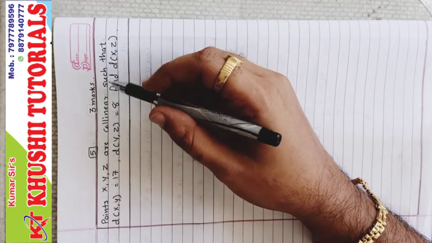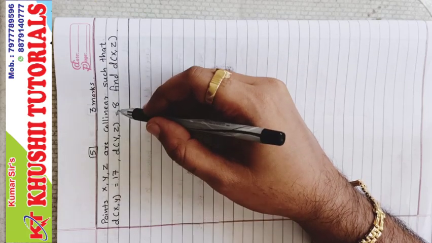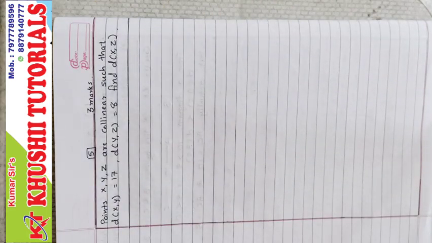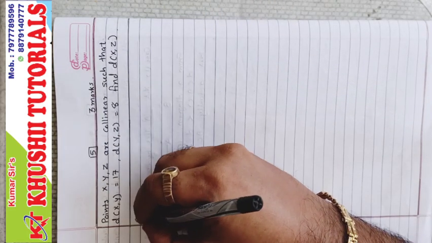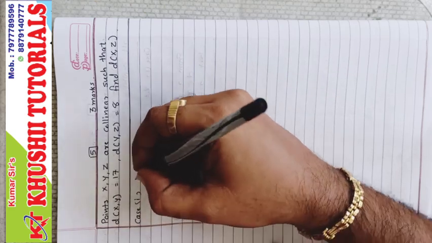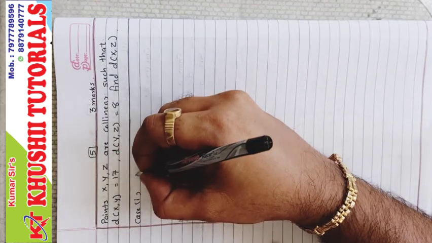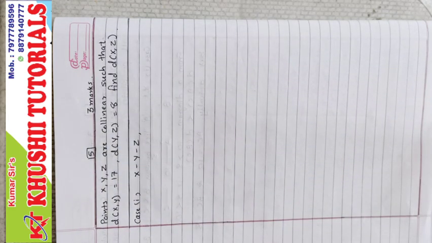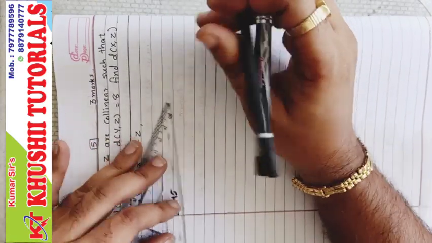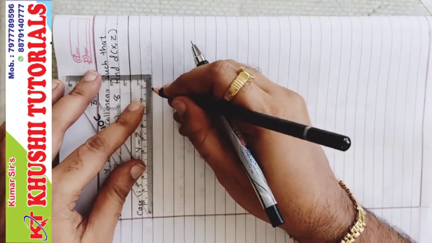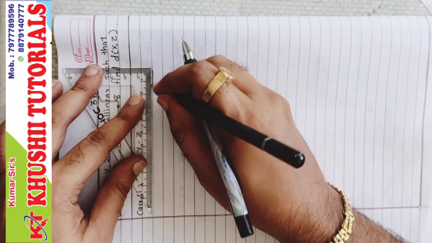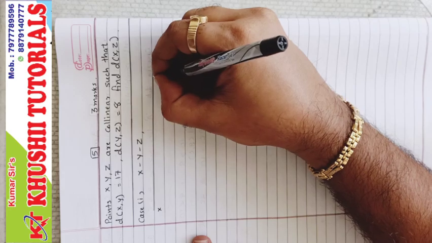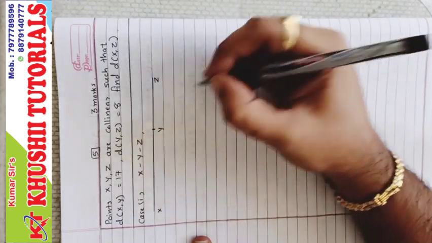Points X, Y, Z are collinear such that XY is given, YZ is given. Find XZ with all the possibilities. All the possibilities. So first we will take case 1. Case 1, and what is the first case? We'll assume Y is in between. So X-Y-Z. So we will draw a figure first. X-Y-Z. X, Z, and Y will be somewhere in between.